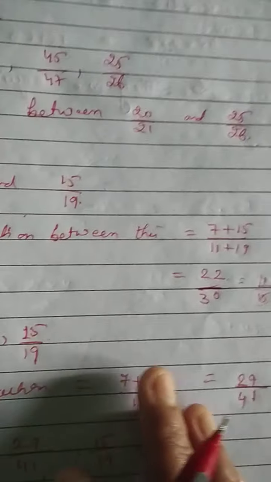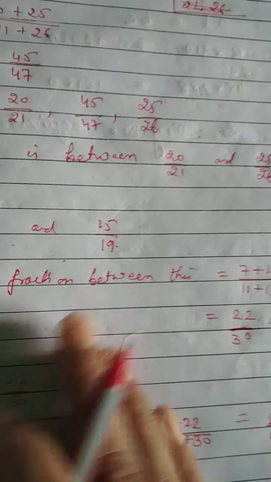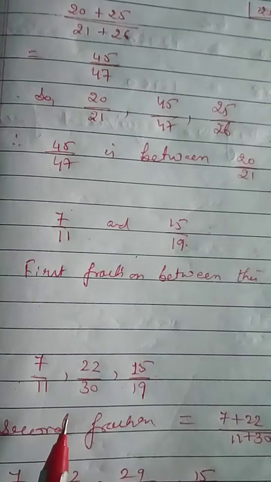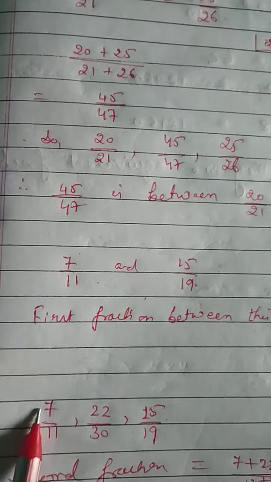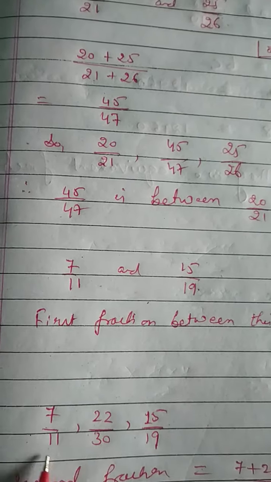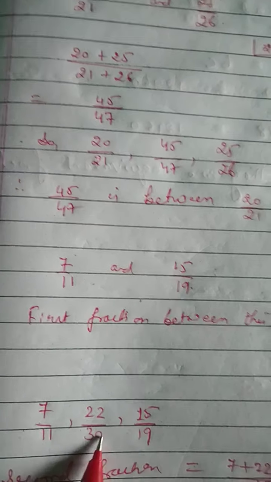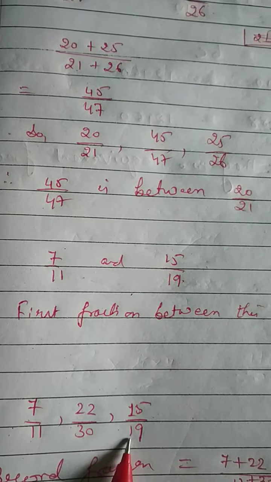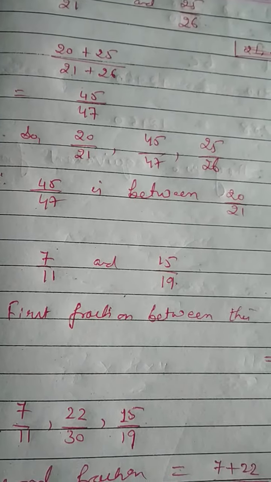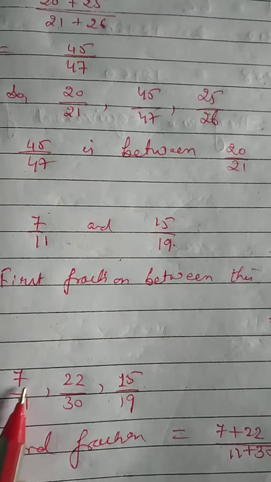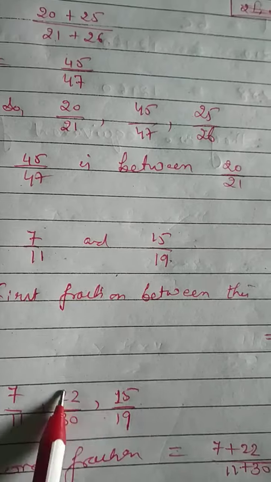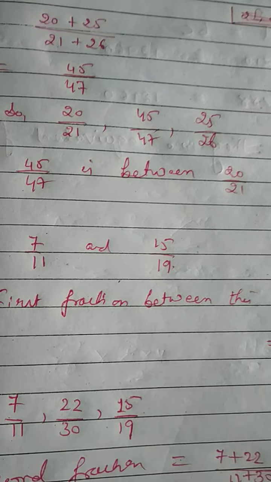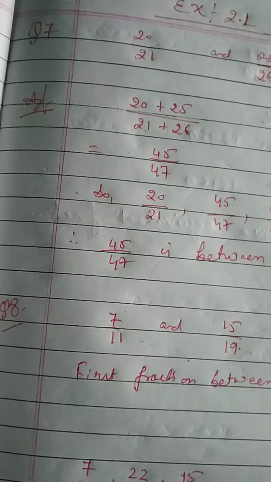So if your answer is not matching with this or with the book, don't panic. Only listen to the method and do it carefully. Numerator to numerator you have to add and denominator to denominator. This 2 and this 2. Okay. Suppose you have to find 3 fractions. Then I have added this 2 and this 2. Then for the third you can add this 2 and this 2. Okay. So these are the methods.